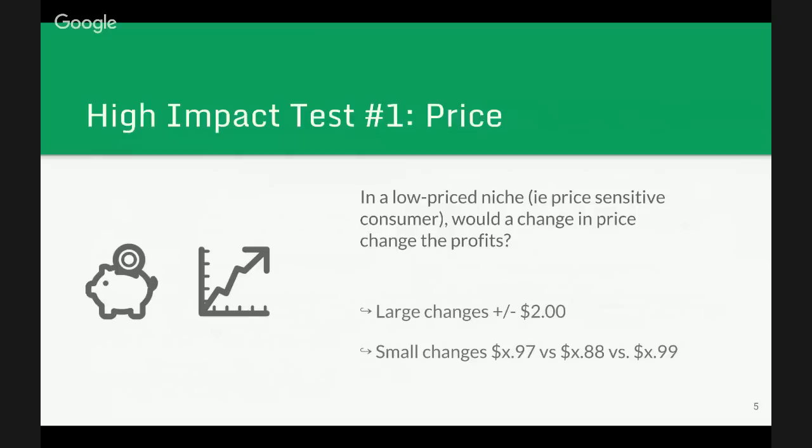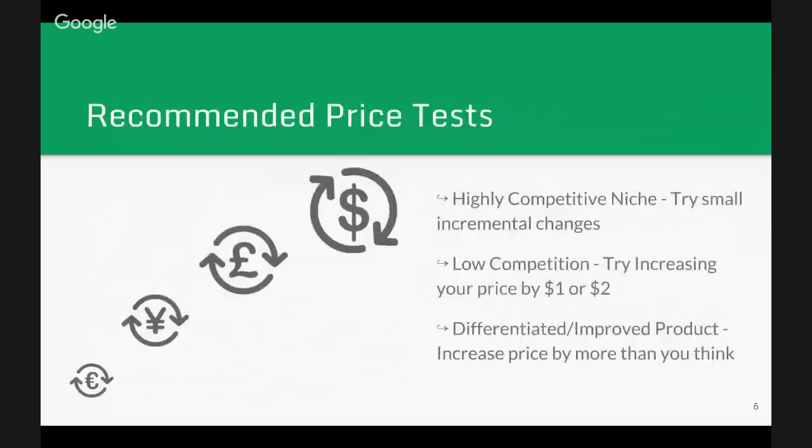All right. So the first high impact test, or the lowest hanging fruit type test, is the change in price. I'm talking both about large changes, like adding a few dollars or subtracting a few dollars. And don't forget that you can also make small changes, like instead of having your price $9.99, you can change it to $9.97 or $9.88 and so forth. Even these little changes will make a difference on how many clicks or conversions you get.